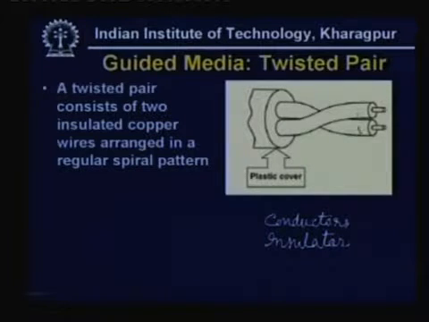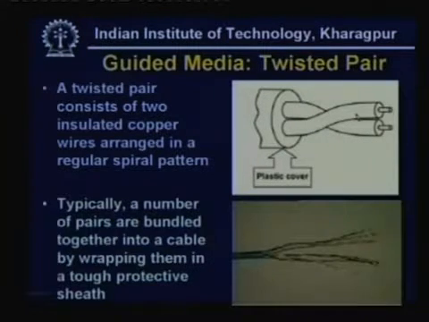Insulator is there, and then there is a plastic cover in which both the cables are put in the twisted form. As you can see, there is some kind of helical form in which the wires are twisted. Now, typically you are not using just one pair of wire. Typically, a number of pairs are bundled together into a cable by wrapping them in a top protective sheath.